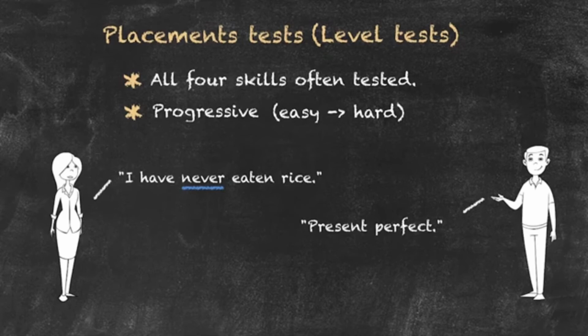That will then get us up to the higher levels, and we can then ask them some general questions to find out whether we think they should be in the intermediate or the upper intermediate groups. So it tends to be progressive, starting easy. The further the students go, the higher the level they're actually at.